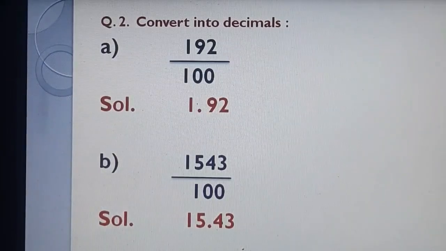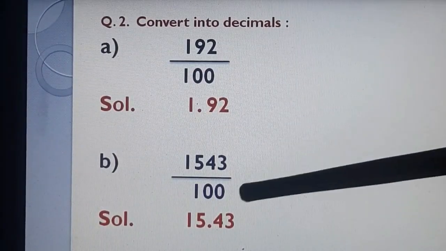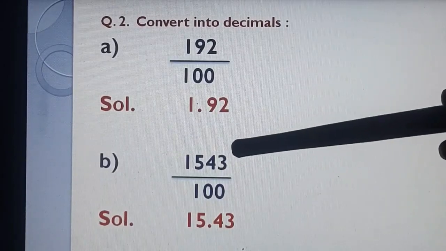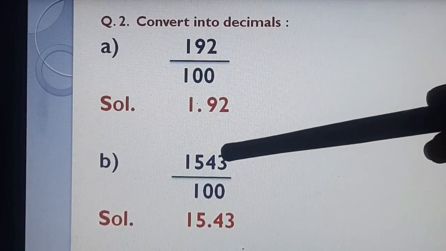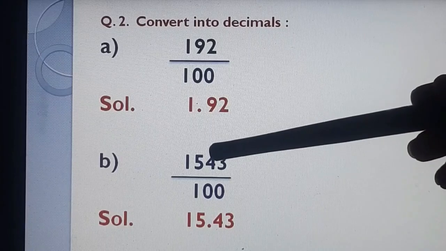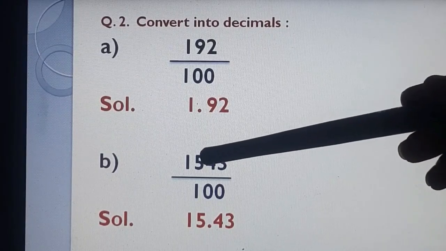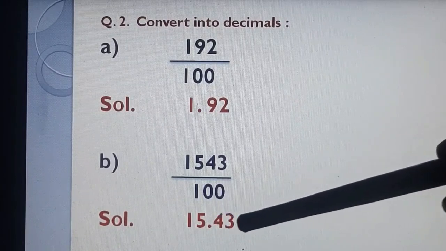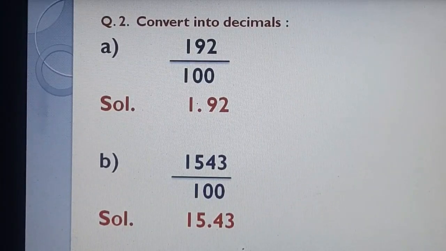1543 upon 100. Say in denominator how many zeros are there? 2. Now start counting the digits from ones place. 1 and 2. Here you are going to put the decimal. So our answer will become 15.43. Right?